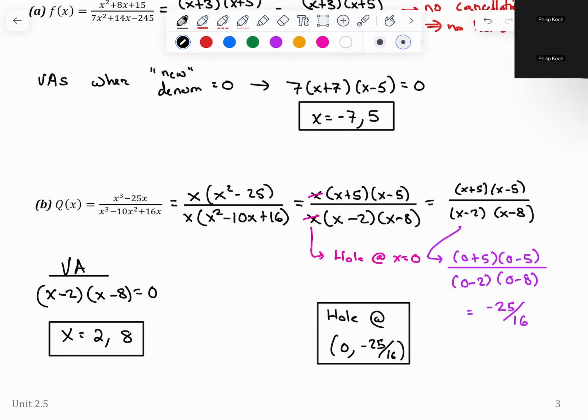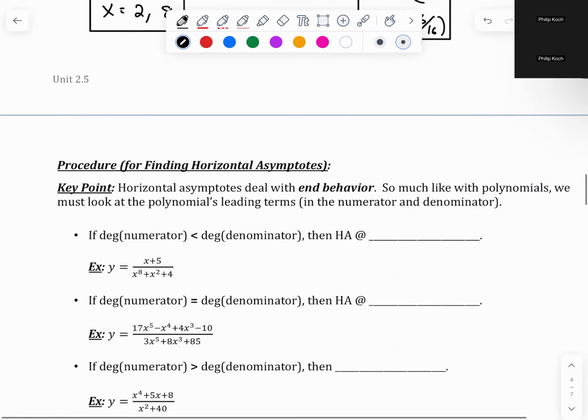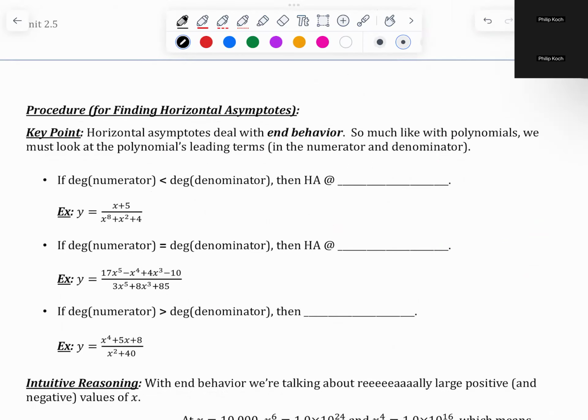Okay, so that's how we find vertical asymptotes, which is setting the new denominator equal to 0. If anything cancels out, you get a hole. Now we talk about horizontal asymptotes. The key thing to understand is that horizontal asymptotes deal with end behavior. Do you remember what we looked at with end behavior of a polynomial? What decided the end behavior of a polynomial? It comes from the leading term, right? For a polynomial, you look at the leading term.